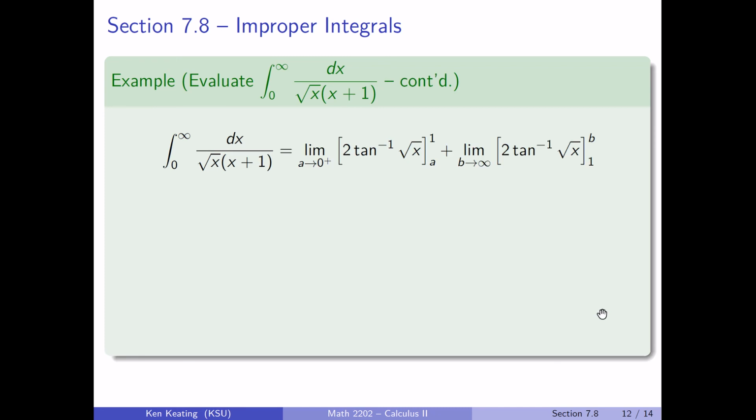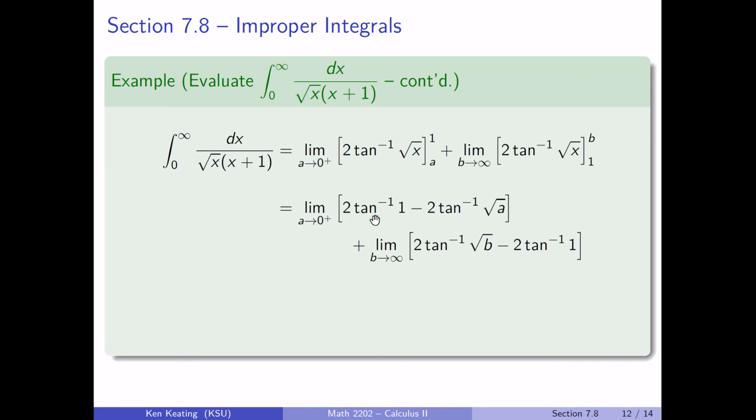So here's where we were on the last slide. We want to plug in top minus plug in bottom for each one. So I plug in 1, the square root of 1 is 1. Plug in a, that's the square root of a. Over here, plug in b, that's the square root of b. Plug in 1, the square root of 1 is 1. And I'm going to take the limit of each of these pieces. Take the limit as a goes to 0 from the right. Take the limit as b goes to infinity.